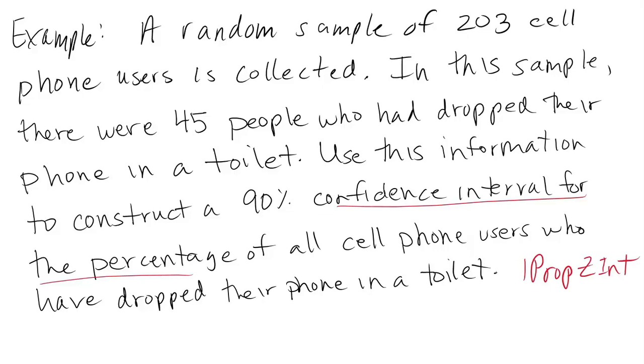But also notice that it's got the same kind of information that we usually get for proportions. We've got a number of observed successes and a sample size, which is exactly what we need. We're considering a success to be somebody who dropped their phone in a toilet, not because it's hilarious, but because that's what we're being asked about here. There were 45 people who dropped their phone in a toilet. The sample size is 203, and we want 90% confidence.